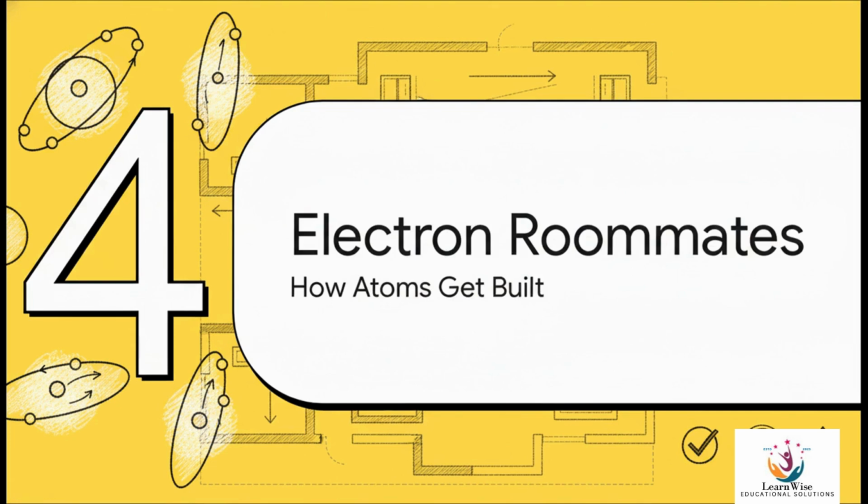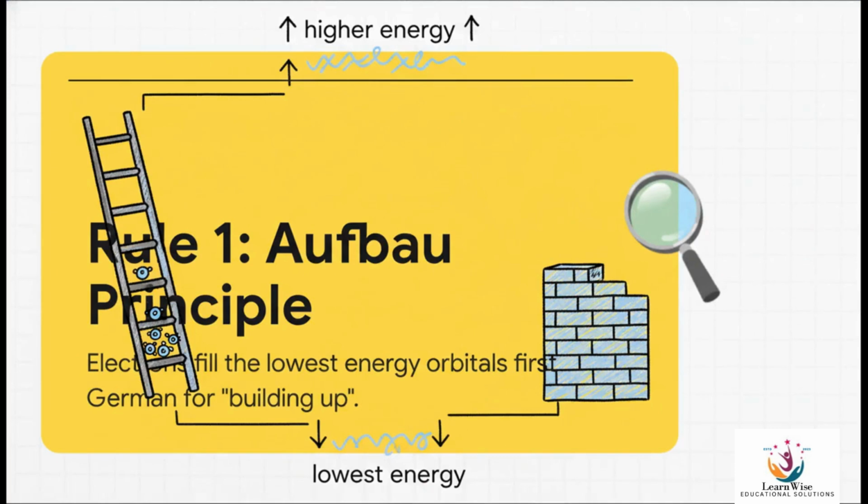So we have the blueprints for all the possible orbitals, but how do electrons decide which ones to live in? It turns out there are 3 pretty simple rules that govern everything. First up is the Aufbau principle, which is just German for building up. And the idea is simple. Electrons are lazy. They will always occupy the lowest energy orbital available before moving up to a higher one. You always start at the bottom and build your way up.